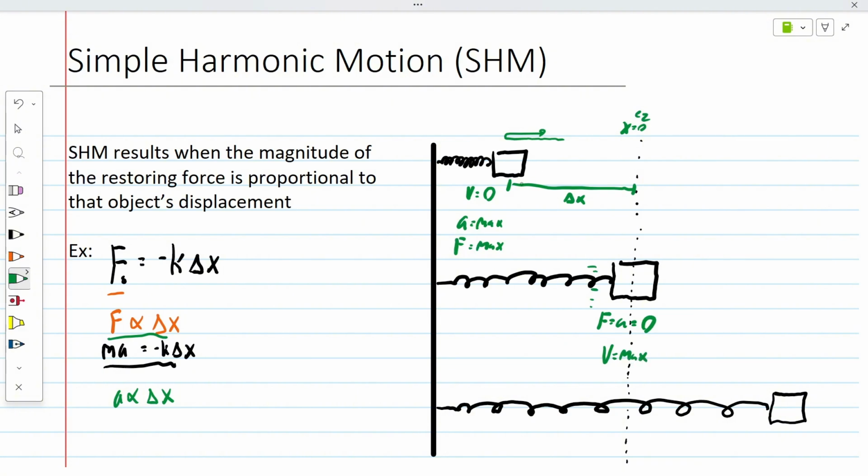Now, for the same reasons as a scrunched up spring, when it's pulled out as far as it can be, the velocity will hit 0 on this side, and the force will be at a max, and the acceleration will be at a max. But in this case the force is in the opposite direction. Their magnitudes will be at a maximum at the end points of oscillation.